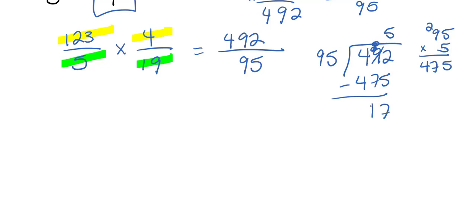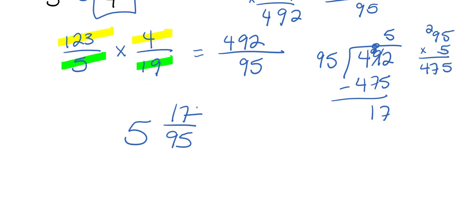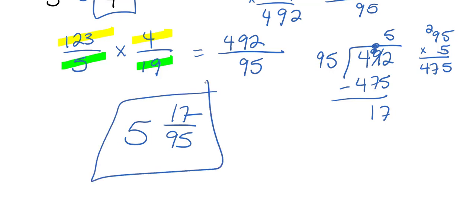So what do we have now? We have 17 as our new numerator, over 95. So how many whole pieces can we get? Well, 5. And we would have the 17 over 95 feet long as an extra piece. But we have changed it to a mixed number, and we would have 5 whole pieces. Now let's look at the next example.